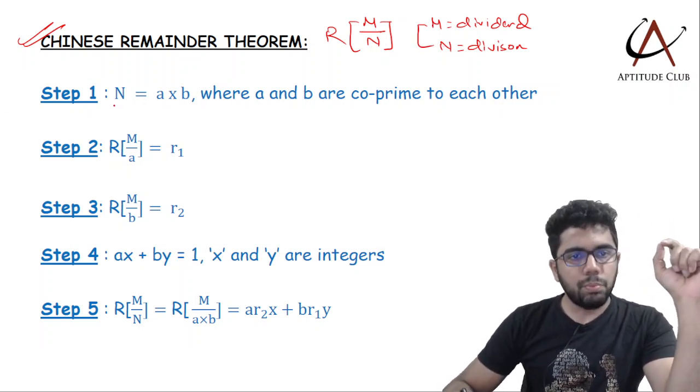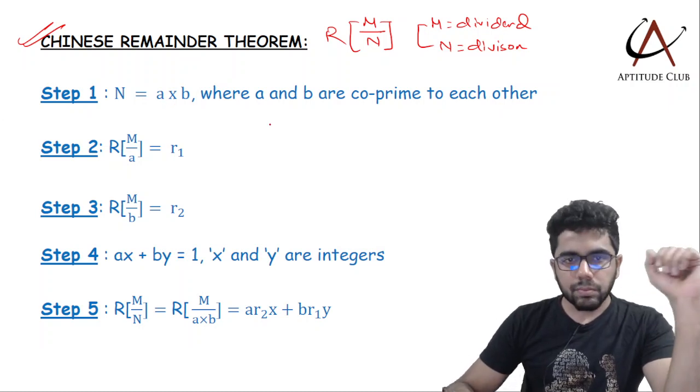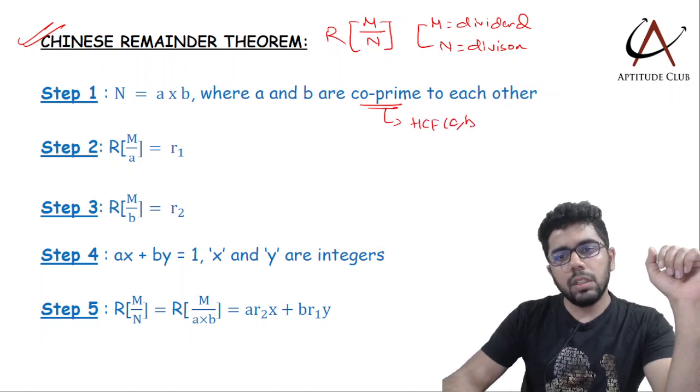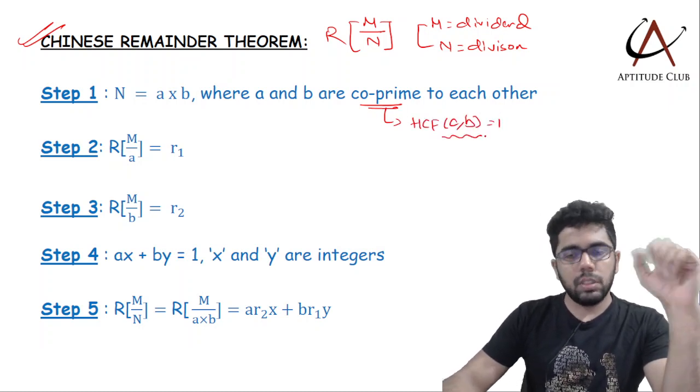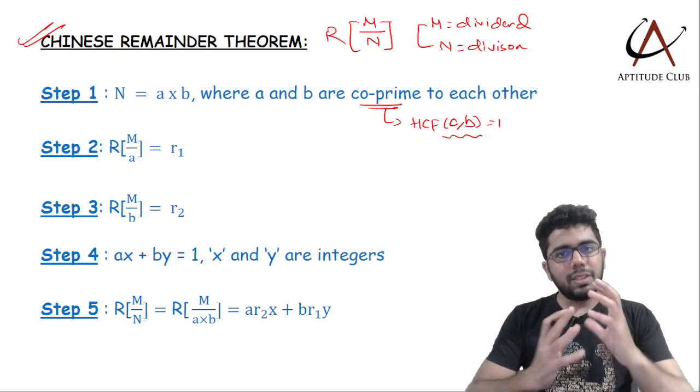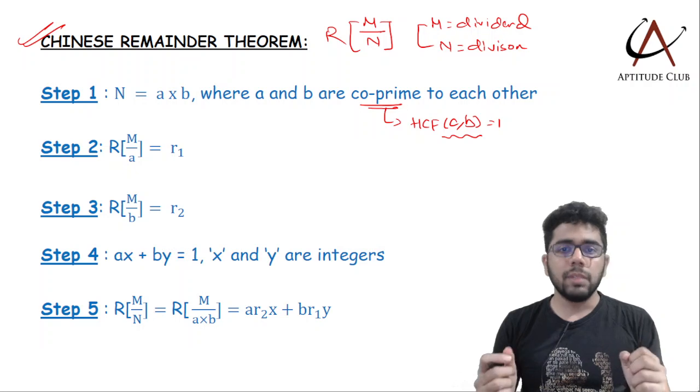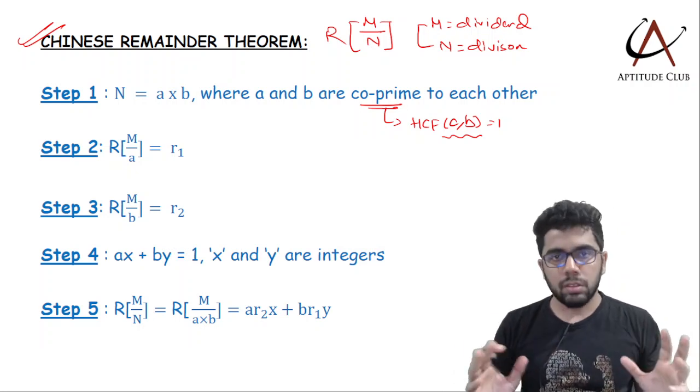First step, you break n as a into b, where a and b are co-prime to each other. Co-prime means the HCF of a and b is 1. Meaning of co-prime is there is nothing in common between those two numbers. You have to break it in such a way that their HCF is 1.